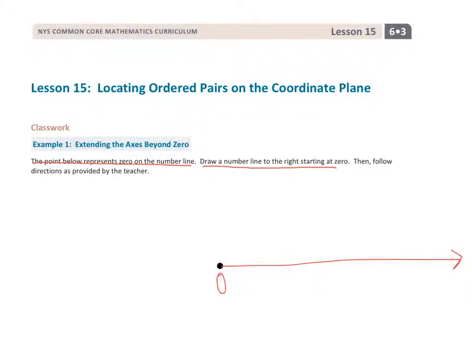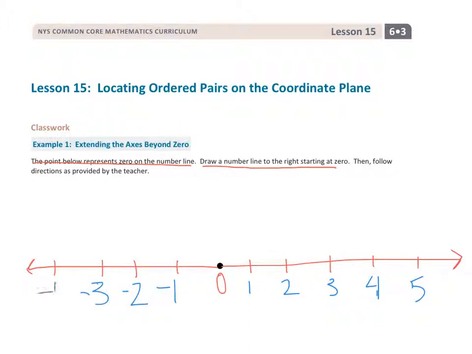Now, we know that this would be all positive numbers since we're going to the right. So we'd have 1, 2, 3, 4, 5. All right, now let's go to the left. You know what numbers this would be. This would be -1, -2, -3, -4. But we're just going from side to side. We're just going in one dimension.